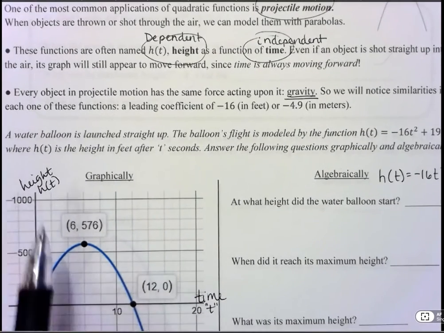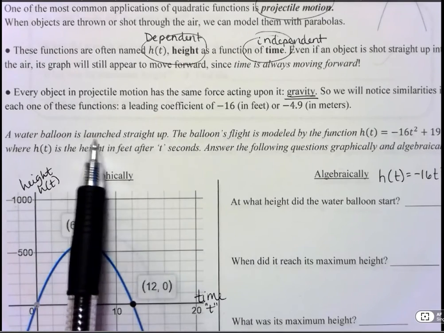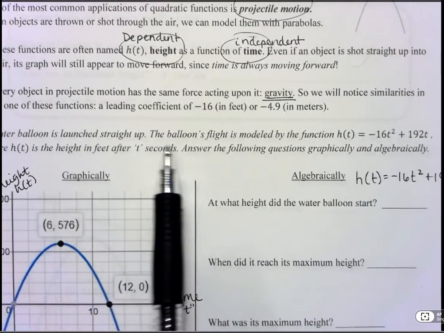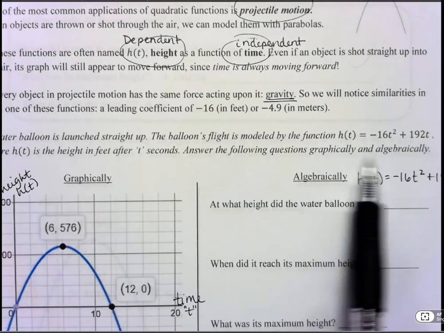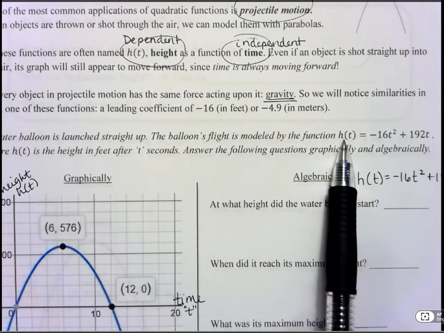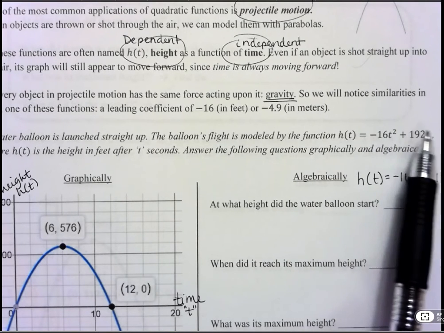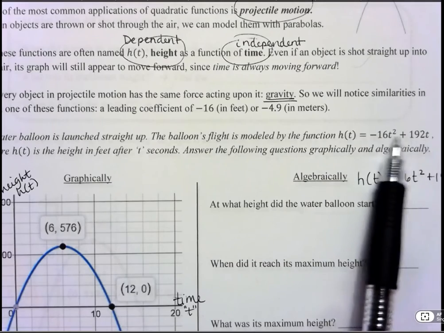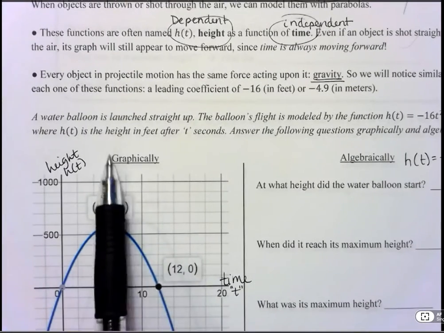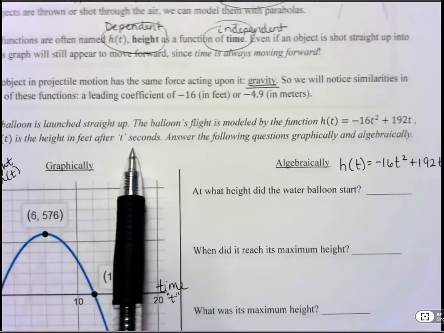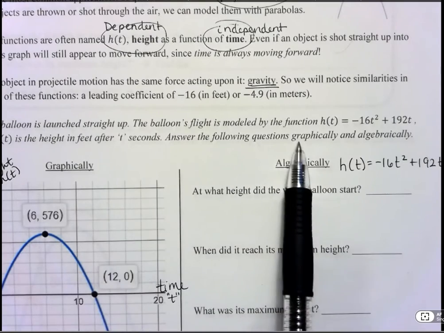So this is the problem that we have. A water balloon is launched straight up. The balloon's flight can be modeled by this function. Notice that it equals height. This is your square term, and this is your linear term. There is no constant. H of t is the height, t is time in seconds. We're going to answer the following questions graphically and algebraically.